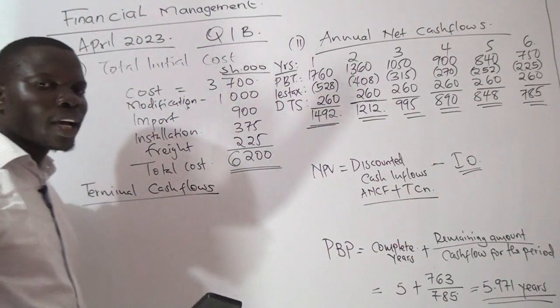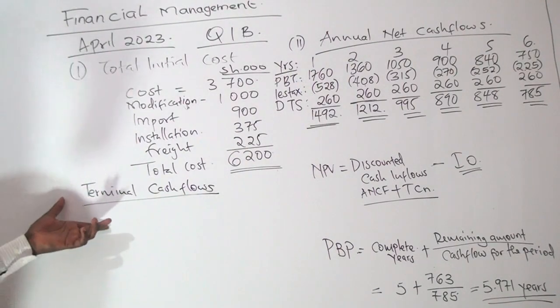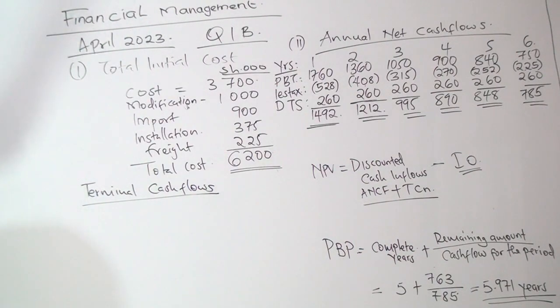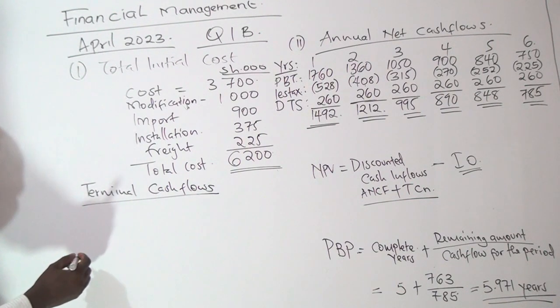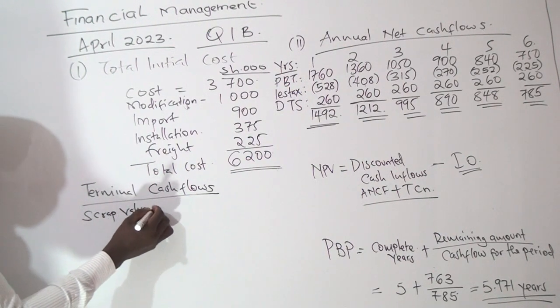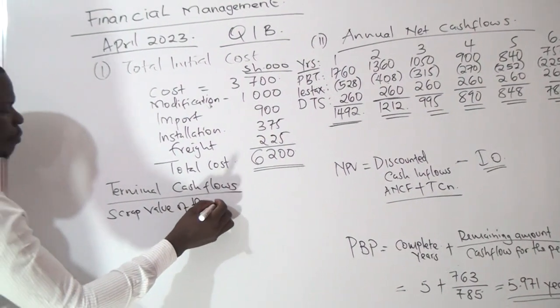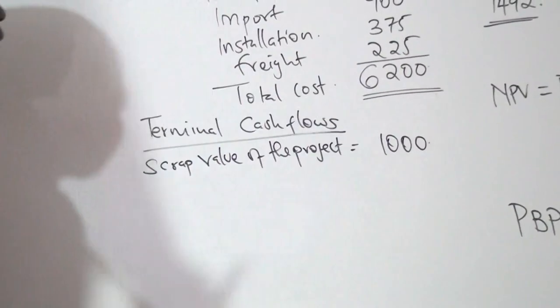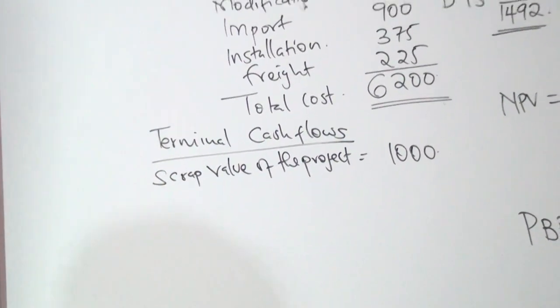terminal cash flows. The terminal cash flow is a cash flow that we get at the end of the useful life when we are disposing of the project. So in this case, we shall use the scrap value. To get your terminal cash flows, we shall take the scrap value of the project, which is 1 million.